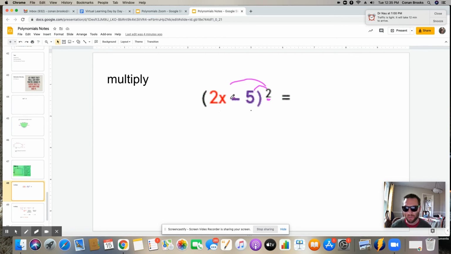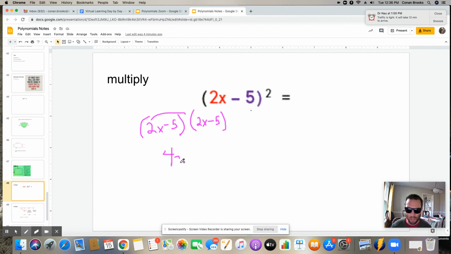The definition of squaring something is a number times itself. So we're going to have to take that number being squared and multiply it by itself. Essentially, give yourself a little catchphrase: we want to write it twice. 2x minus 5. Write it twice. 2x minus 5. And if we FOIL this, then we got it.